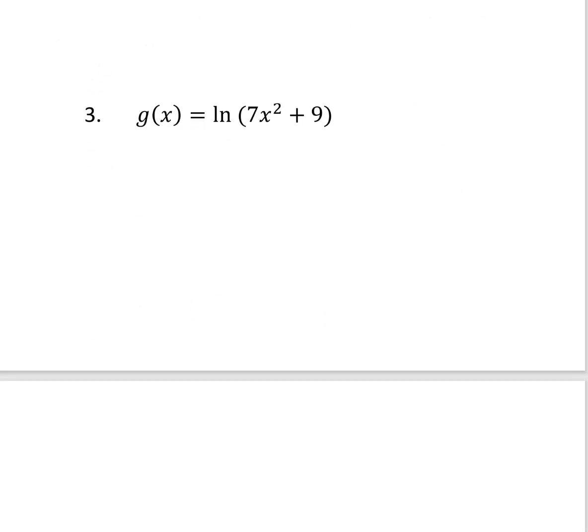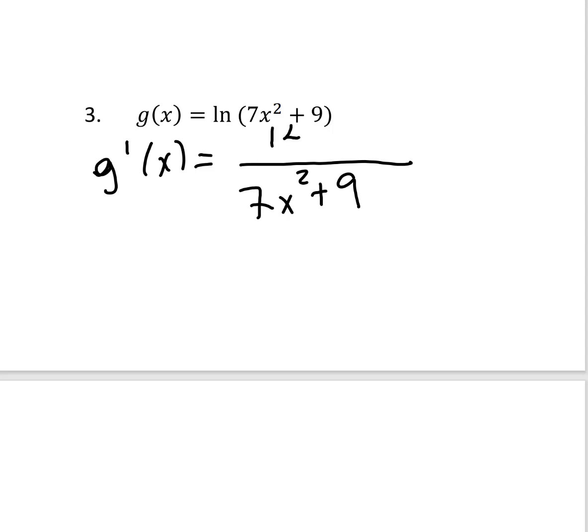Number 3, g of x is the natural log of 7x squared plus 9. To do the derivative, remember I'm going to take that 7x squared plus 9 and put it into the bottom. Then the derivative of 7x squared plus 9 is 14x. I take a quick look to see if I can reduce, and I can't. 7, 14, and 9 don't have any common factors, so I say that one looks good, and I go to the next one.